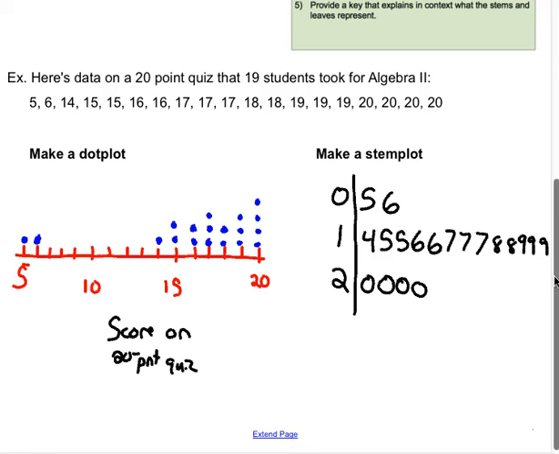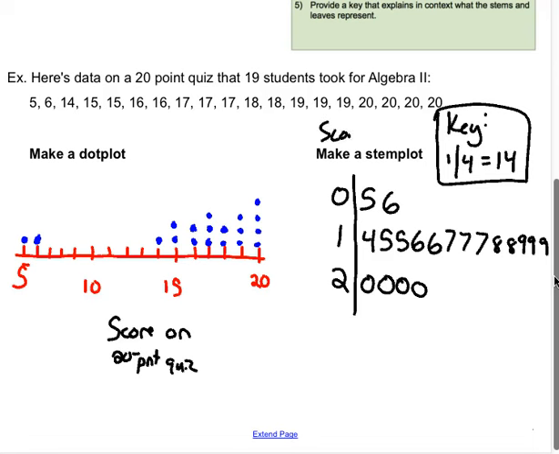Now another thing here is we need to make sure people know what this means. So here, when these say a 1, 4, I need to tell them that that represents 14. Because it could also represent 1.4 or something like that. You don't know unless you put a key there to help. Okay? So, stem plot. And again, title, you could put score as your title. But for a stem and leaf plot, one of the biggest things is make sure that you include that key so people understand what those numbers exactly represent.